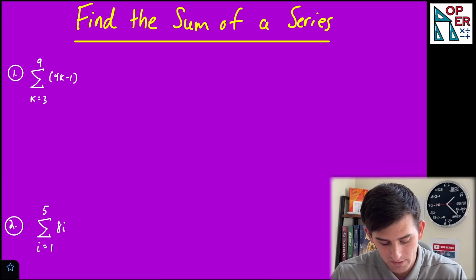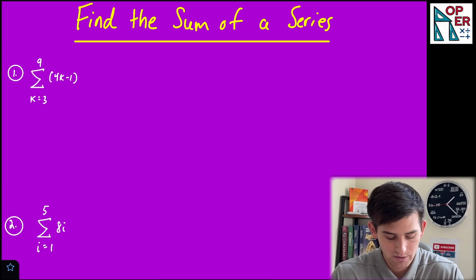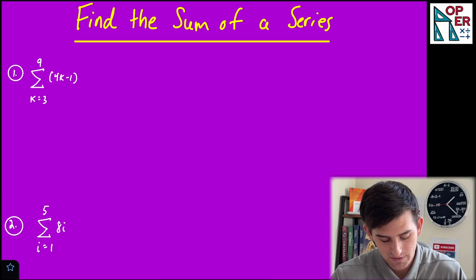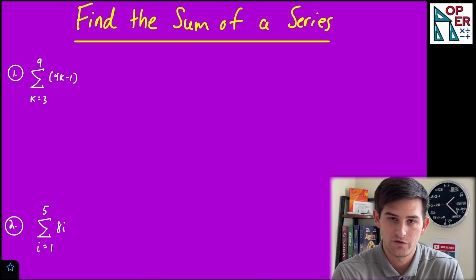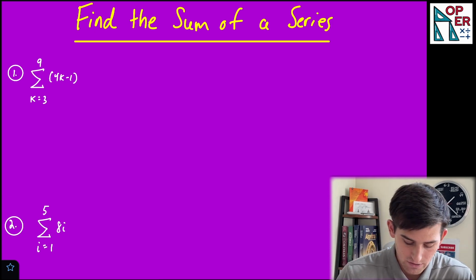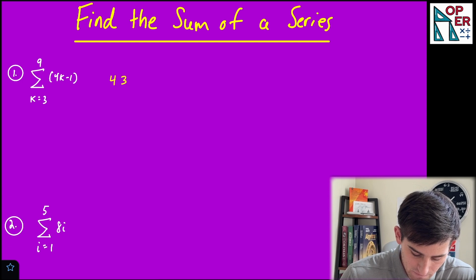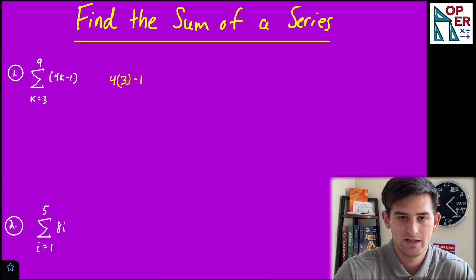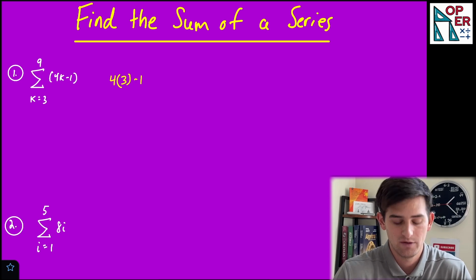Number 1, we have an upper limit of 9, we have a lower limit of 3, and our rule is 4k minus 1. So what we do is we look and we see, okay, k is 3, that's our first term that we're going to work with. So I would just need to take 3, plug it in for k, and that's my first term that we're going to use to find the sum of this series.